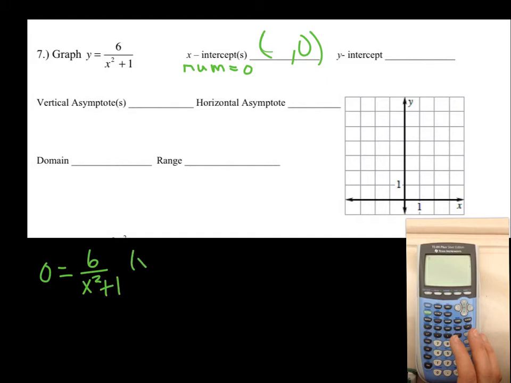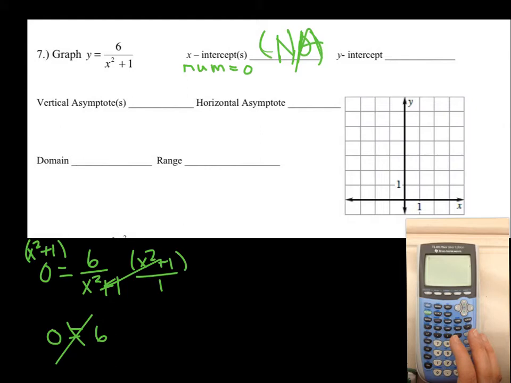if we multiply by x squared plus 1 over 1 on both sides, this cancels out, and anything times 0 on the left is still 0. So we end up with 0 equaling 6. Okay, well that's a false statement. So normally there'd be an x there to solve for, but in this case there's not. So in this instance, there actually is no x-intercept, which is fine. That just means it never touches or crosses your x-axis.